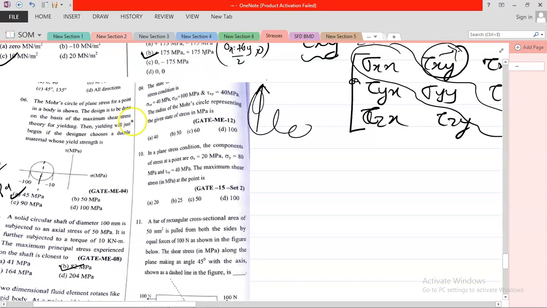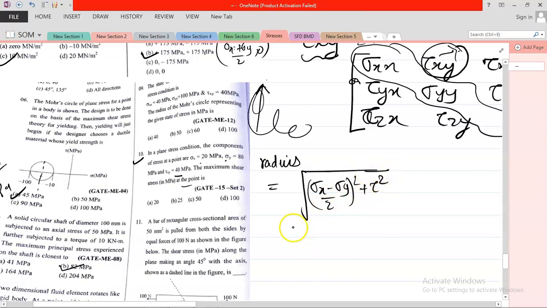So the next question is question number 10. In a plane stress condition, sigma x is given, sigma y is given, and tau xy is given, and we need to find the maximum shear stress. The maximum shear stress is the radius of the circle, and you know the radius of the circle is the square root of sigma x minus sigma y by 2 whole square plus tau square. Now you know sigma x, sigma y, and tau xy. Put the value.